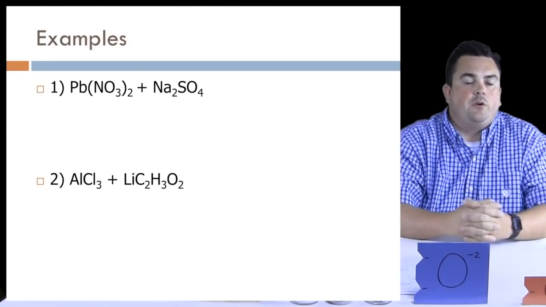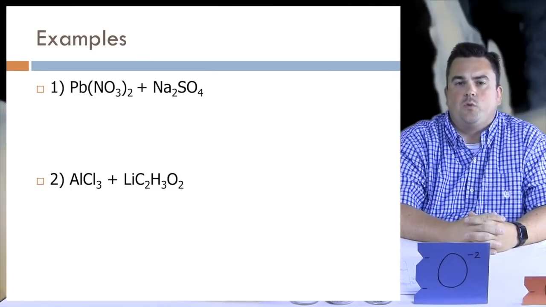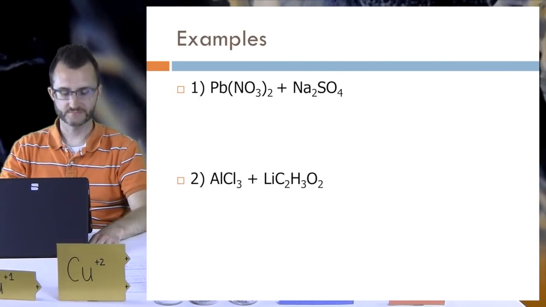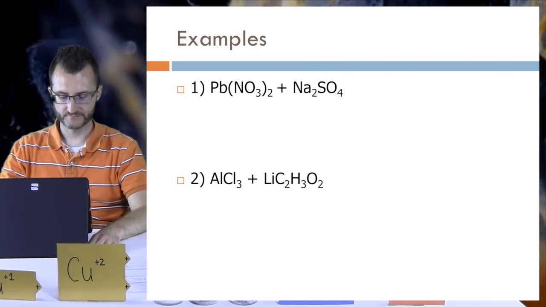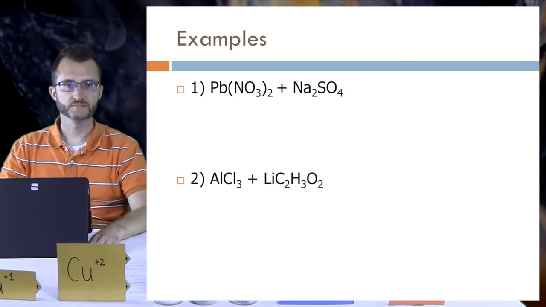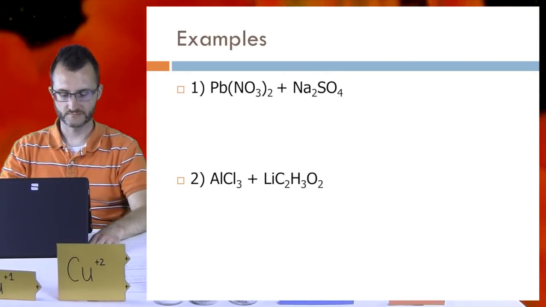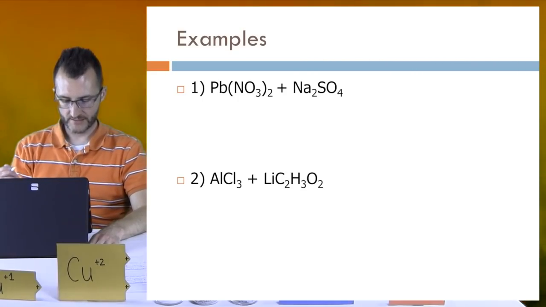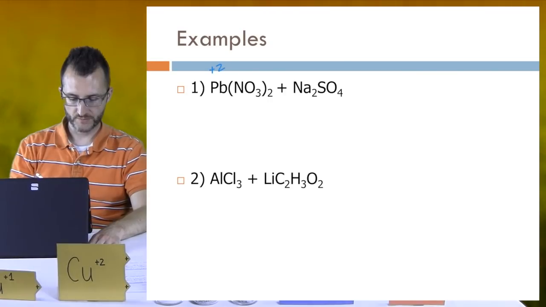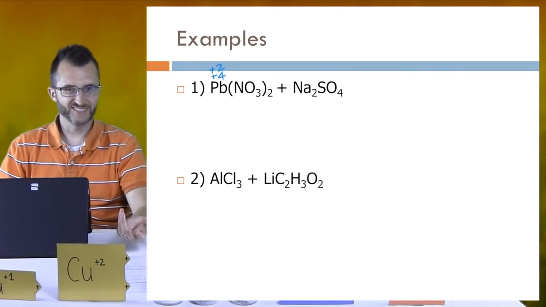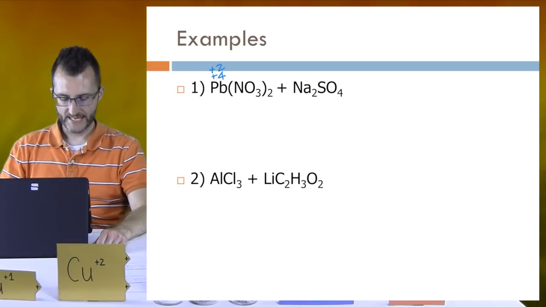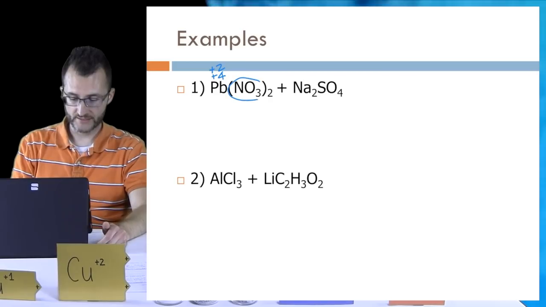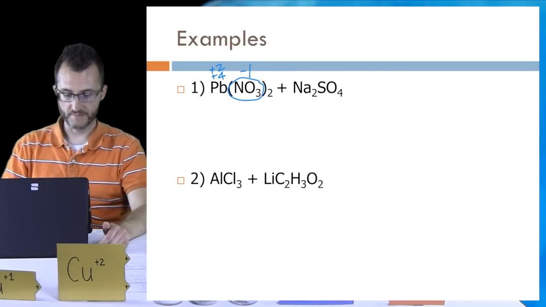All right, we're going to do a couple examples of predicting products for double replacement reactions. Our first one here, we have PbNO3 plus Na2SO4. The first thing we're going to do is look up the charges of our ions. Pb could be +2 or +4, so note that down for now. And NO3 is a polyatomic ion, so the whole thing on Table E has a charge of -1.